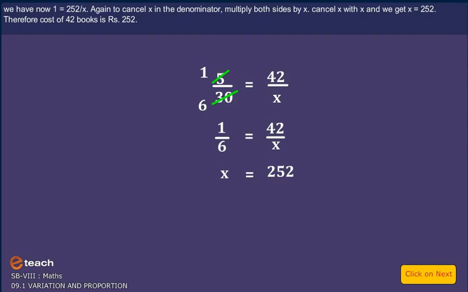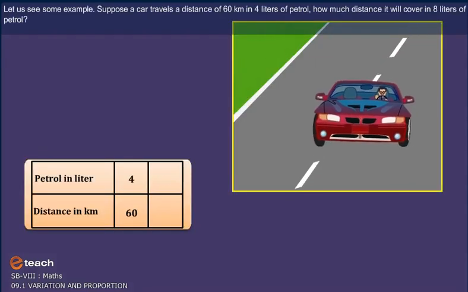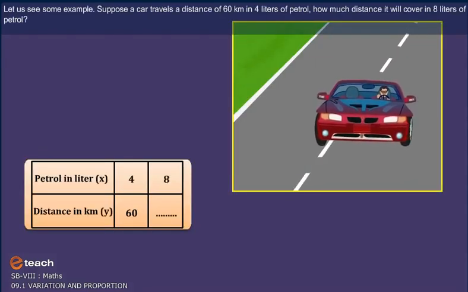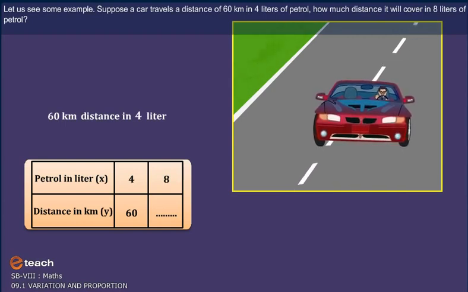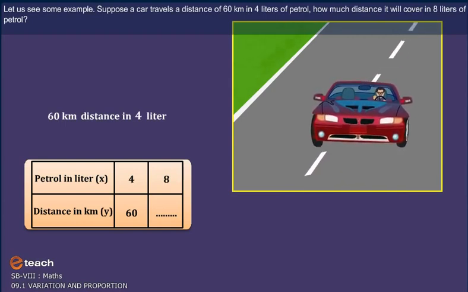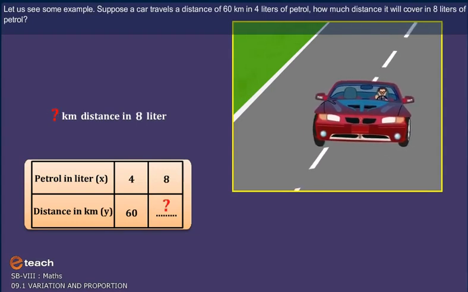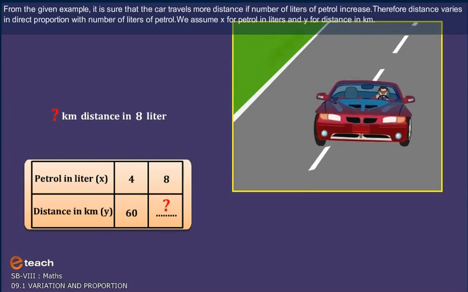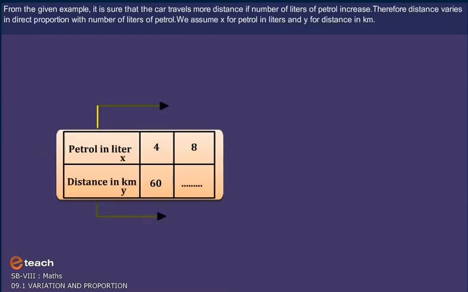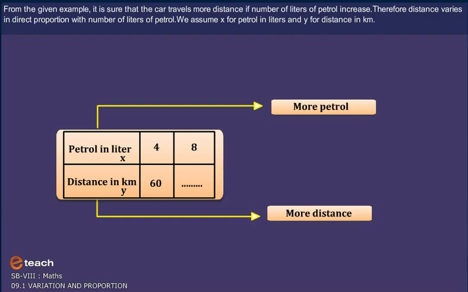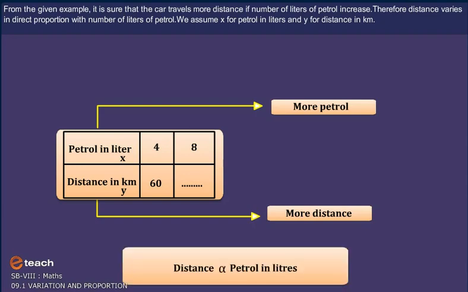Let us see some more examples. Suppose a car travels a distance of 60 km in 4 liters of petrol. How much distance will it cover in 8 liters of petrol? From the given example, it is sure that the car travels more distance if the number of liters of petrol increases. Therefore, distance varies in direct proportion with the number of liters of petrol.